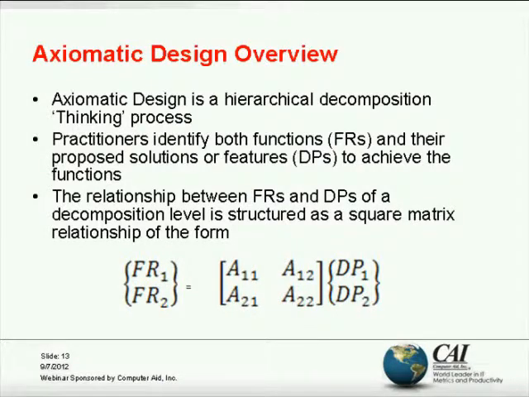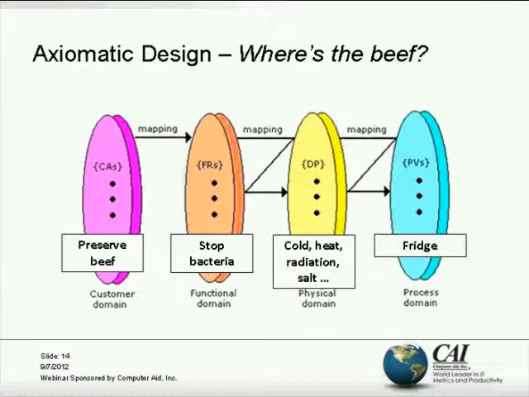It operates in the functional domain. And we ask people who are practicing it to identify the functions and their proposed solutions or features as part of the decomposition. And then the process asks the practitioners to structure the relationship between the functions, called FRs, and the DPs in a square matrix called the design matrix, and I'm going to talk about that in the next slides. As I review this here right now, I want people to try to understand what's being preached. There's a lot of arguments against it, but if you understand first how they think about it, then at least it's easier to understand how you might apply it.